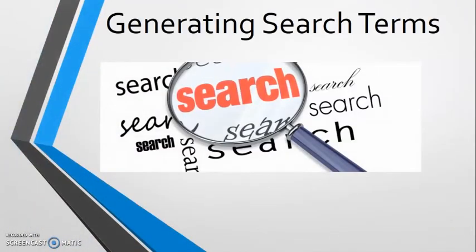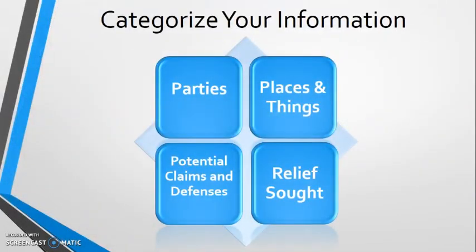Let's talk now about how to generate search terms. You will want to spend time on this step. This step requires that you understand the facts of your problem. To generate search terms, you will want to categorize your information. The four main categories to use are parties, places and things, potential claims and defenses, and relief sought. As your understanding of the facts, issues, and law expands, so should your search terms.